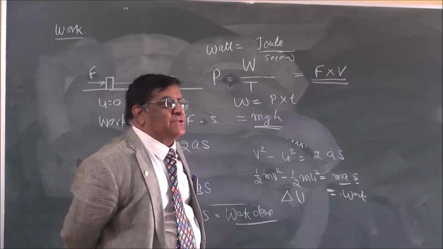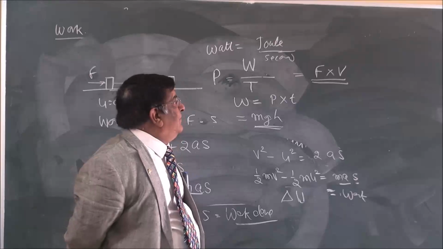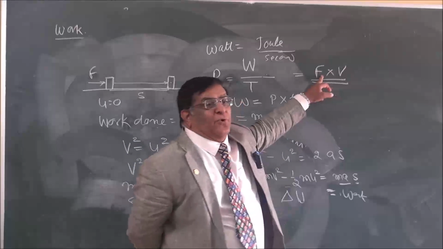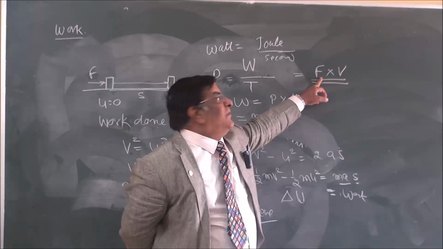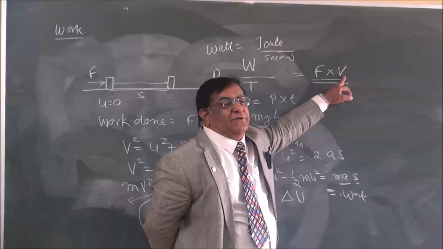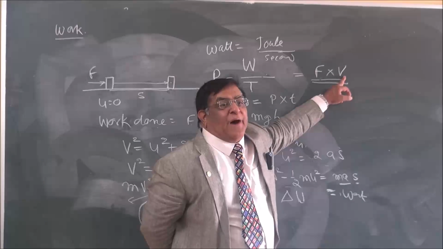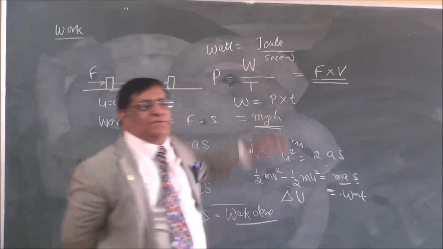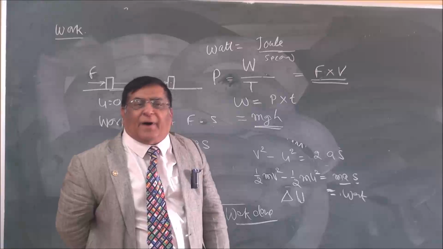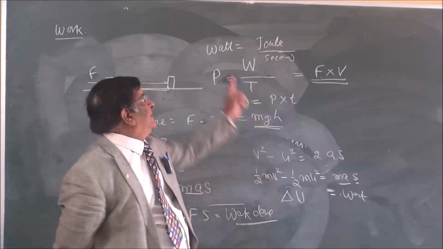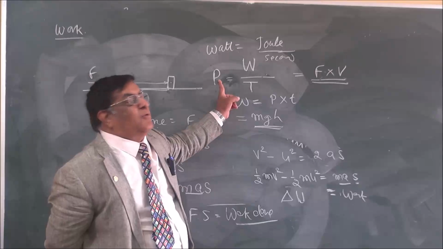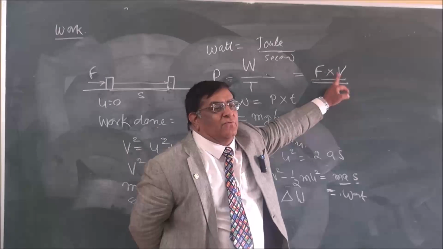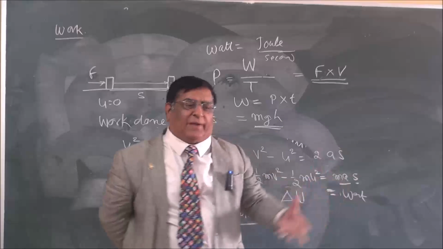We have attached one engine to the train which is applying a force of 1000 Newton, and the train is moving with a speed of 72 km per hour. What is the power of the engine? Multiply the two, you get it, right? The power of the engine is 12 kilowatt. In the reverse case, if the power is given and the train is moving with a speed of 72, what can you find? Force applied.